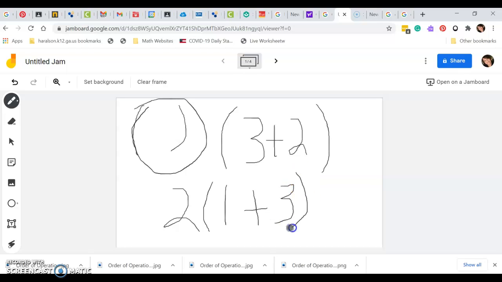So 1 plus 3 is 4, right? Because we do what's in parentheses first, 4, and then we multiply that by 2. So whatever's in parentheses is multiplied by whatever's outside the parentheses, if there's no symbol.